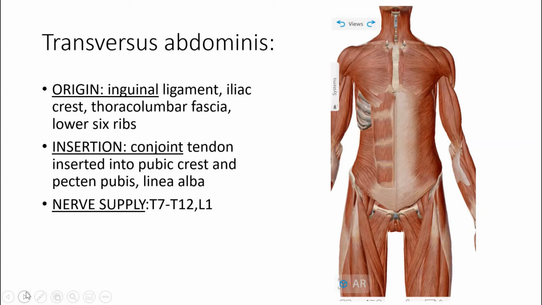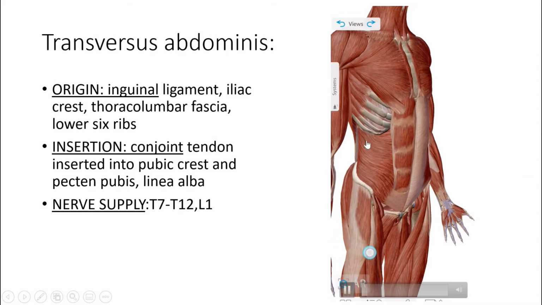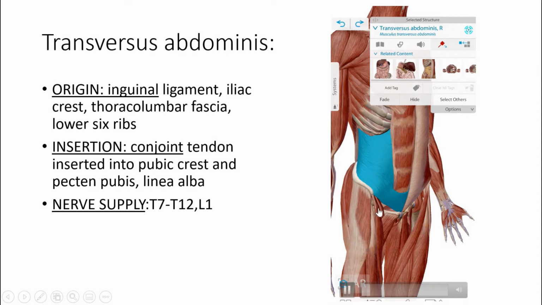So this is more flat, and it arises from the lateral 1/3 of the upper surface of the inguinal ligament, as you can see here. So the external and internal oblique muscles are removed. This is the deeper structure.